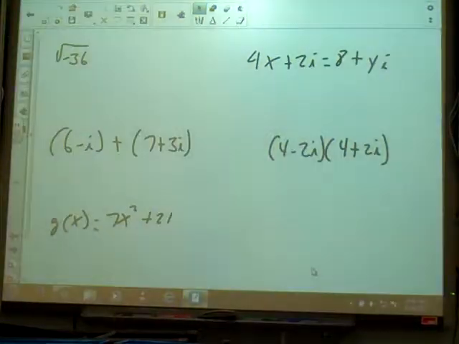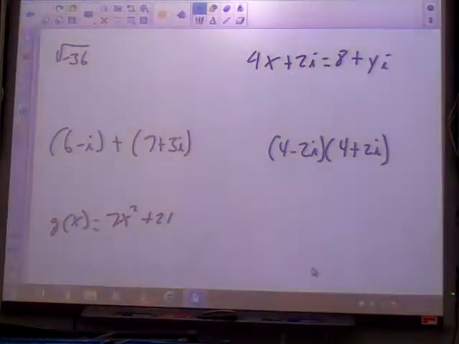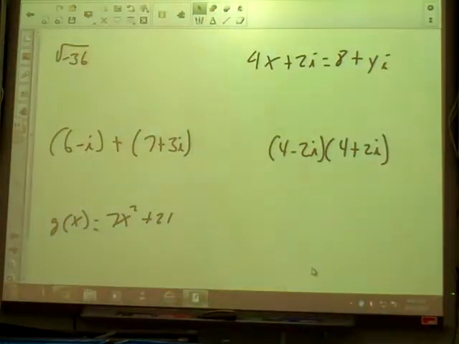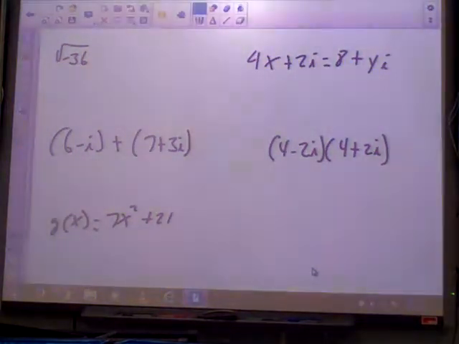You distribute, and after you distribute, you combine like terms. After you combine like terms, you're going to have 16 and then minus 4i squared. Then you turn the i squared into a negative 1. So negative 4 times negative 1 gives you positive 4. Let me see it.